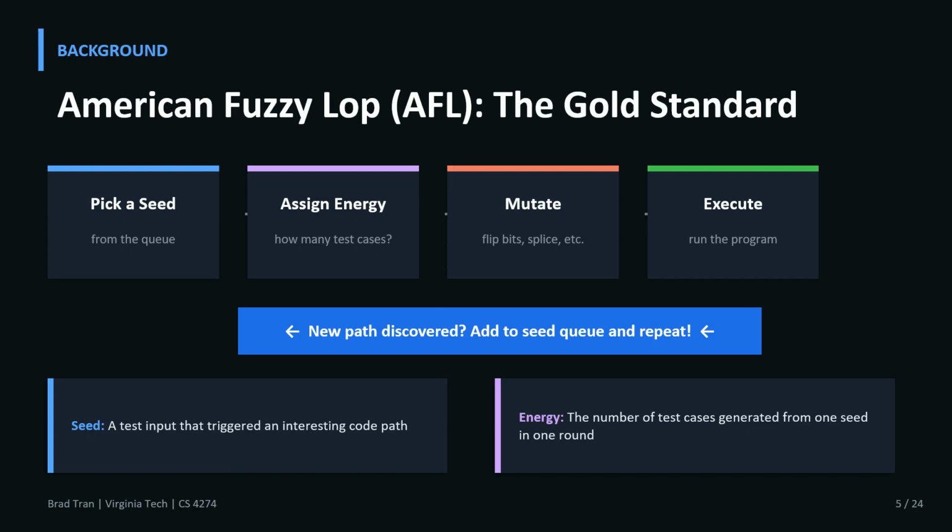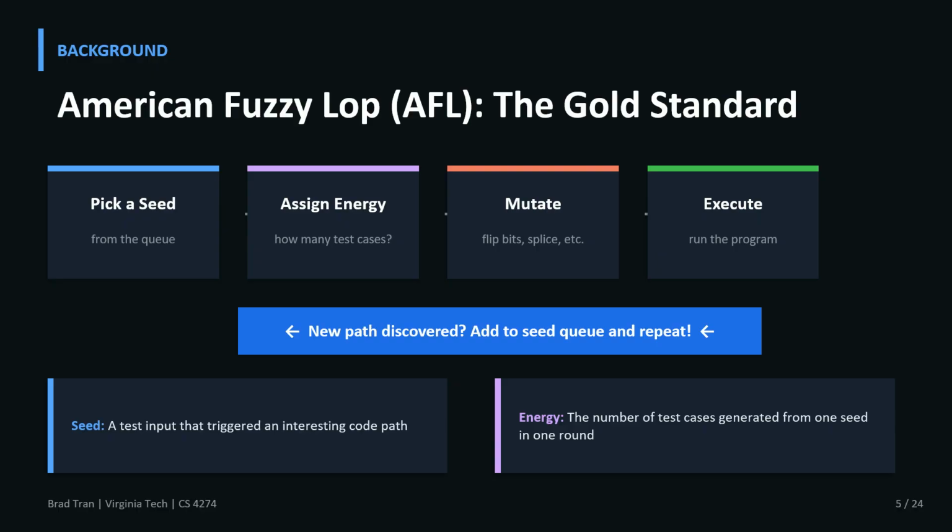Energy, in this context, has a very specific meaning. The meaning is that it's the number of mutated test cases that will be generated from that seed in this round. Third, it mutates the seed by applying transformations, bit flips, byte insertions, arithmetic operations, splicing two inputs together, etc. This produces a batch of new test cases. Fourth, it executes each test case against the target program with instrumentation enabled.